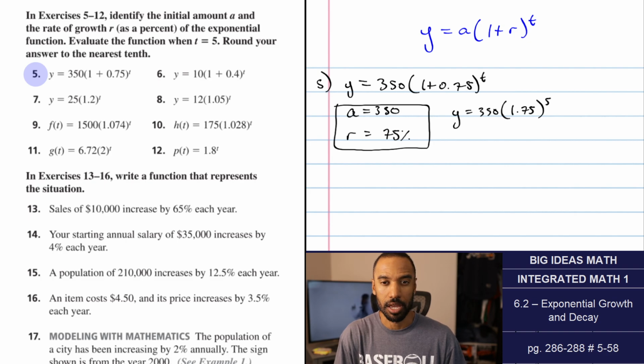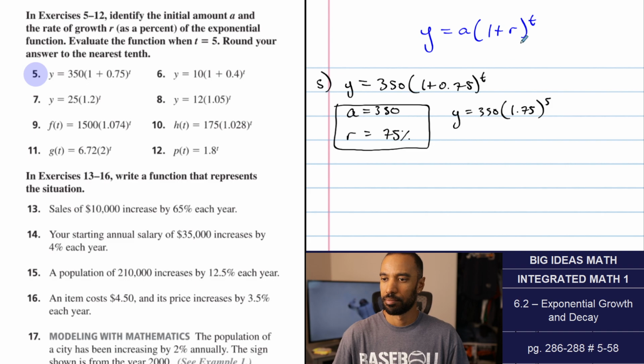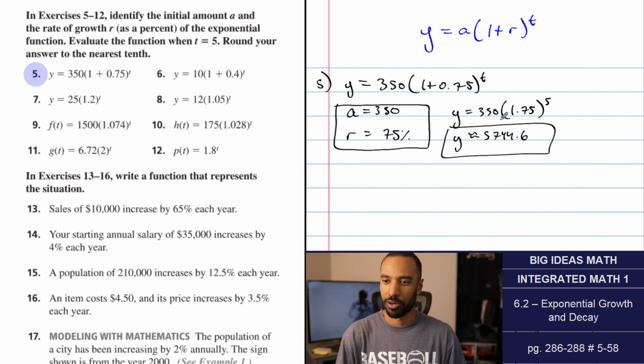This is where the calculator comes into play, and I'm going to be flashing it for the first couple. After that, I'm probably going to leave it. This was from the lecture portion earlier. So 350 times 1.75 to the 5th power. Let your calculator handle all of that for you. And we get 5,744.58. They said round to the nearest tenth, so we'll do 5744.6. Oh, that was one problem. That actually took a little bit longer than I expected.